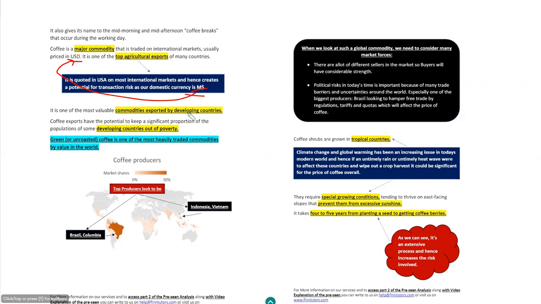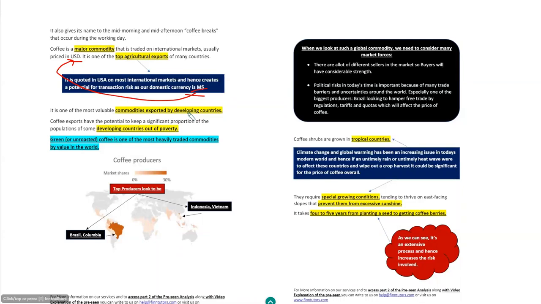If you look at the top coffee producers in the world, you'll see that Brazil and Colombia in South America, and Indonesia and Vietnam on the Asia side of the world. It is made in many parts of the world, but this is where the concentration is: Brazil, Colombia, Indonesia and Vietnam.